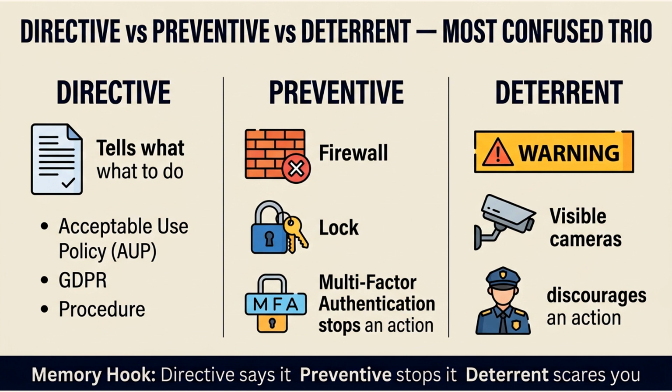Preventive enforces that rule physically or technically. Firewall block, lock, MFA stops you. Deterrent discourages you from breaking the rules psychologically. Warning banner says you will be terminated. Visible camera makes you think twice. Memory hook. Directive says it, preventive stops it, deterrent scares you from trying.